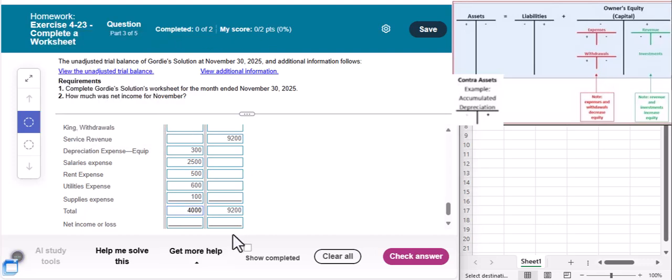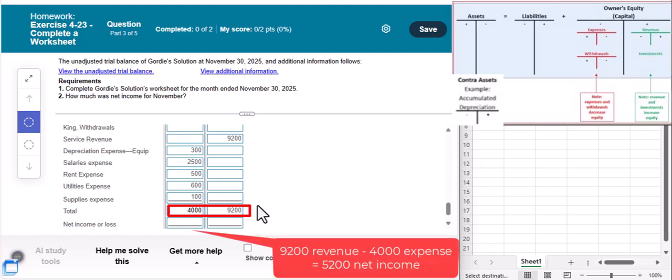So now do these balance? No. So what we're going to do is we're going to calculate either the net income or the net loss and put it on the smaller side, because the goal with this worksheet is to get both sets of columns to balance. So what is that 9,200 minus 4,000? That gives us a net income of 5,200.